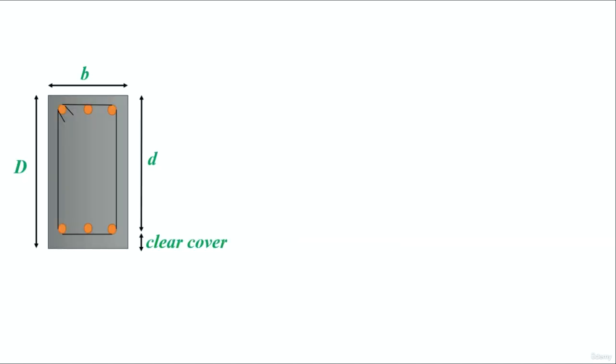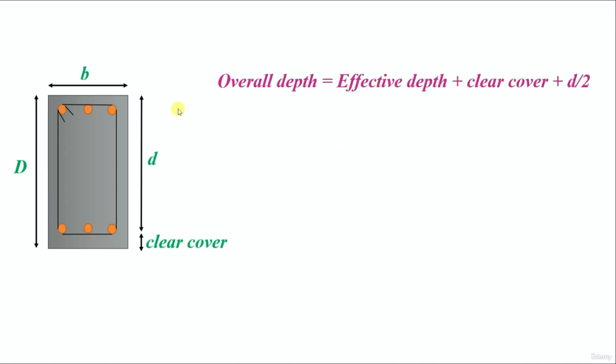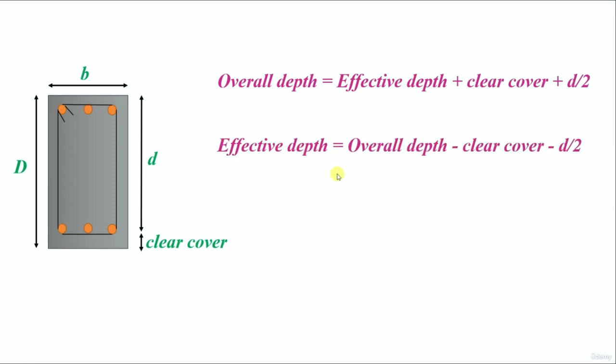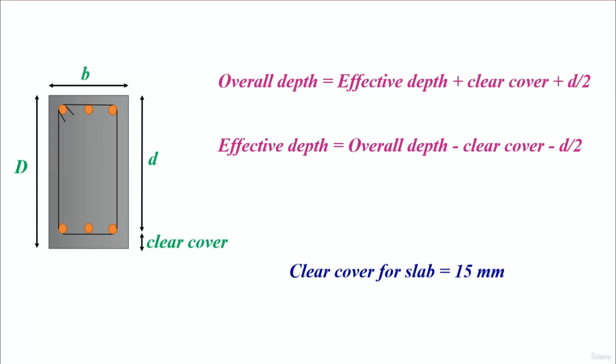Before proceeding with the calculation, let me tell you what overall depth and effective depth are. Here I took a beam for better illustration. The same concept will work for a slab as well. Overall depth is the full depth of the beam or slab. Overall depth is equal to effective depth plus dia by 2 plus clear cover. So this is the formula to calculate the overall depth. Similarly, to calculate the effective depth, you have to deduct clear cover and dia by 2 from the overall depth. So this is the concept behind effective depth and overall depth. Clear cover is the cover we provide for each and every structural member, and it is different for different structural members. Clear cover for slab is 15 mm.